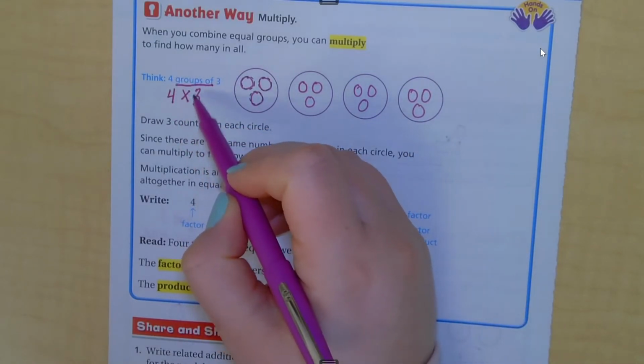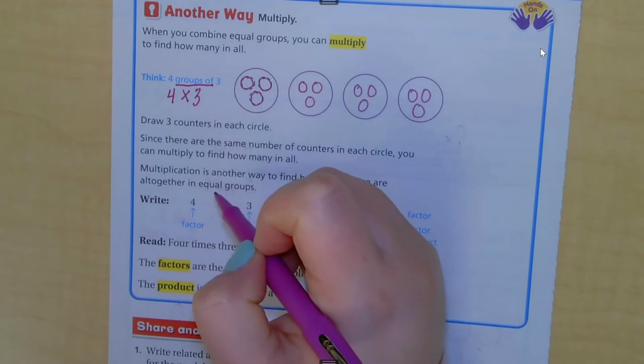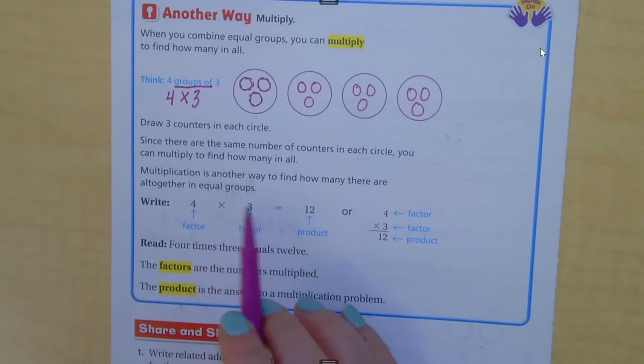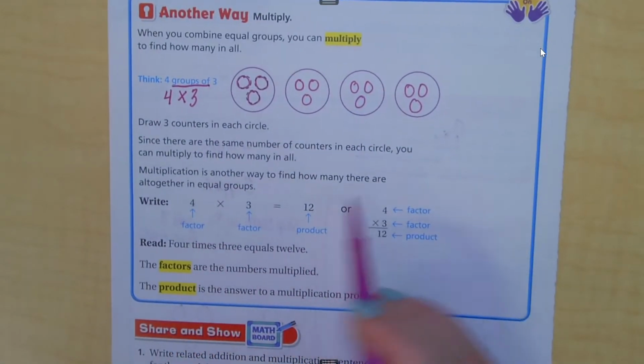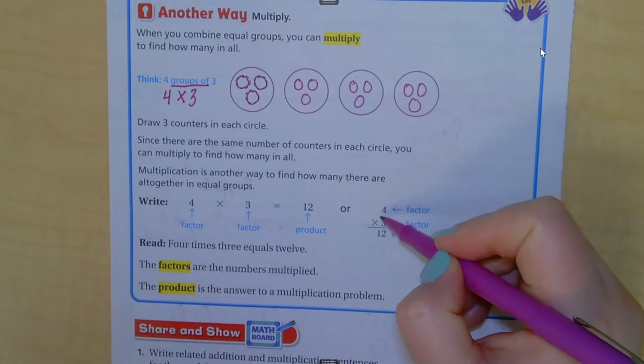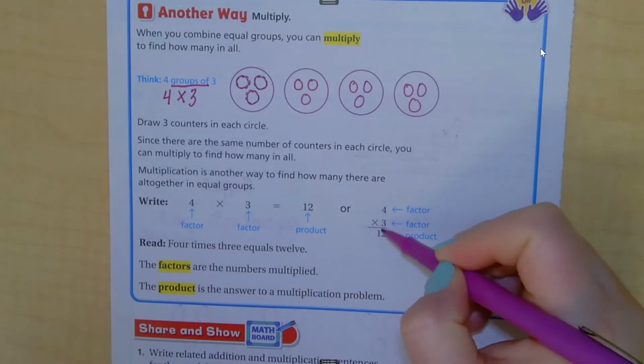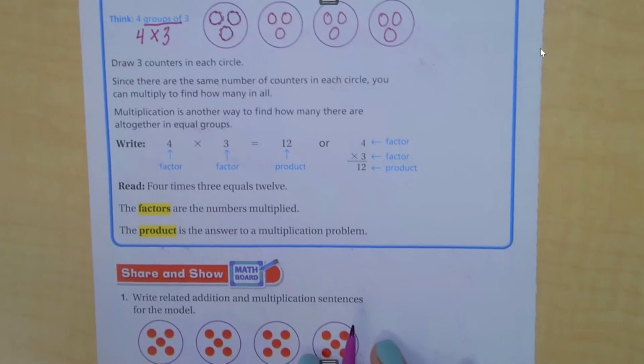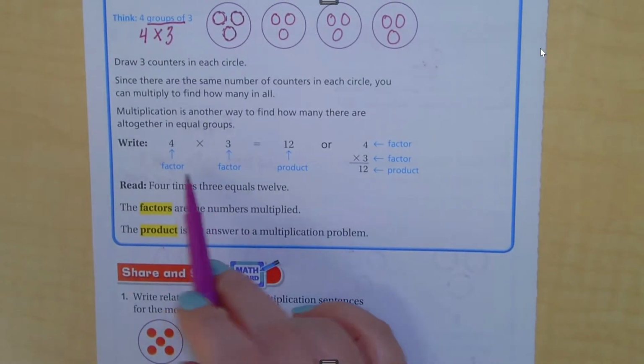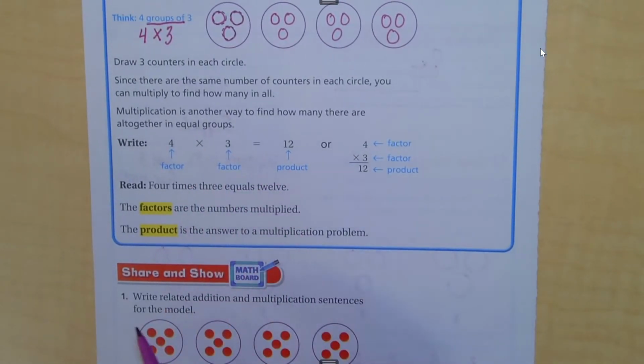4 groups of 3. So 4 groups of 3 equals 12. Or you can write it vertically, 4 groups of 3 equals 12. Now, you also might be saying, well, what are these words factor, factor, product?